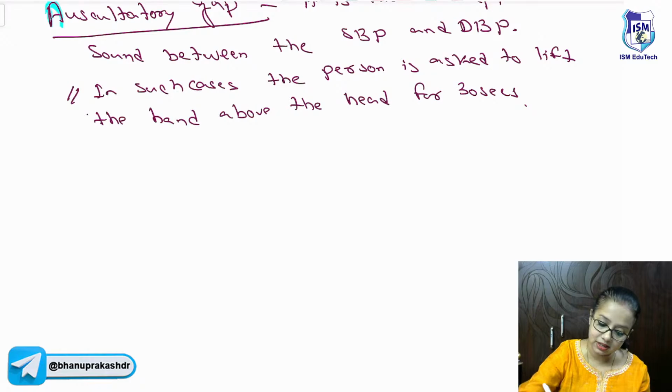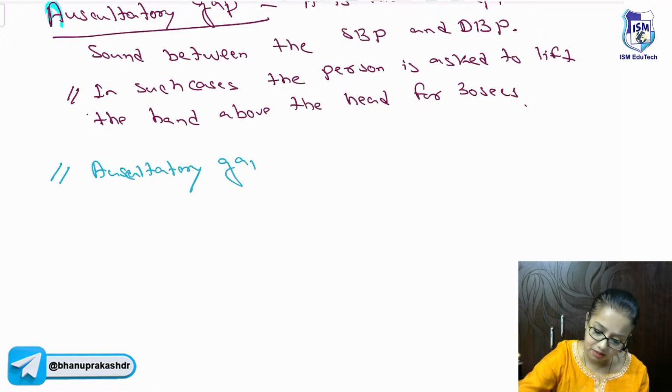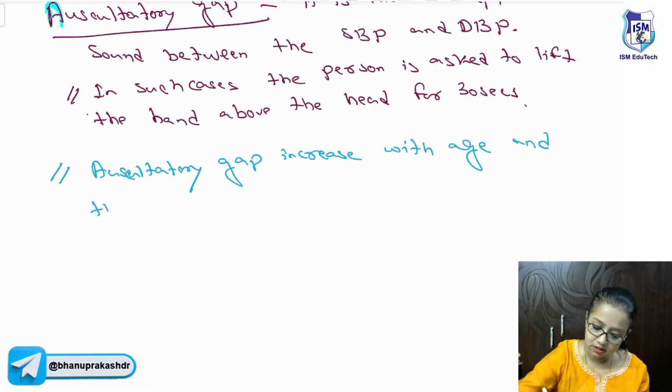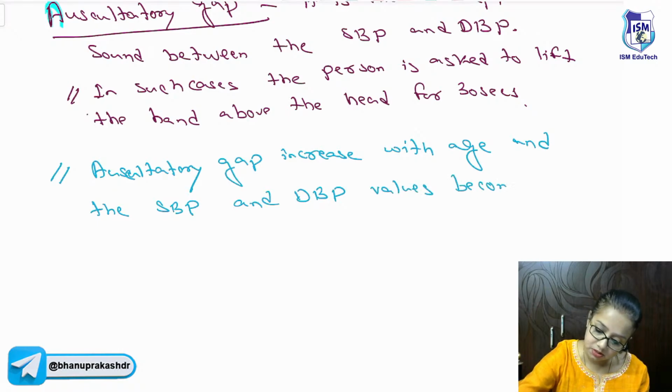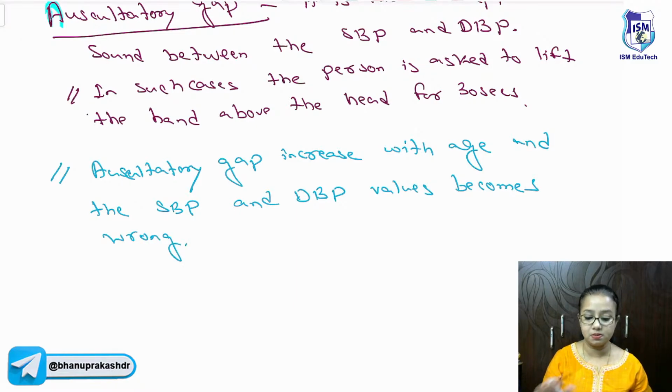This auscultatory gap is very common in older people. So, auscultatory gap increases with age and the systolic blood pressure and diastolic blood pressure values become wrong. Okay, this is the implied part of it.